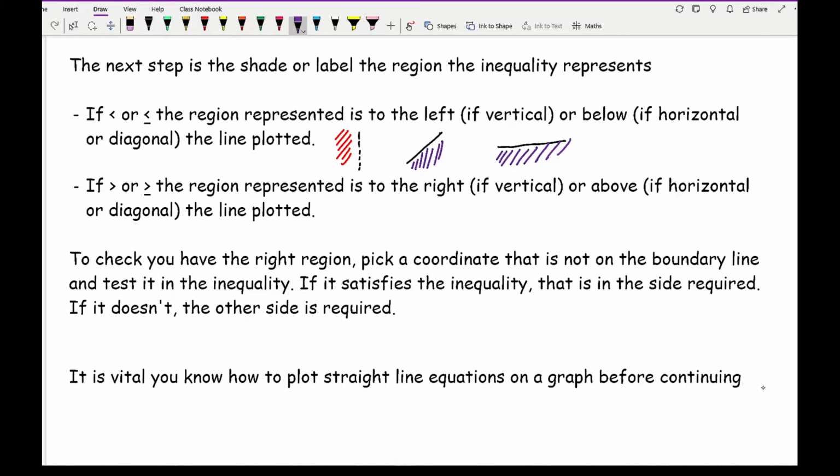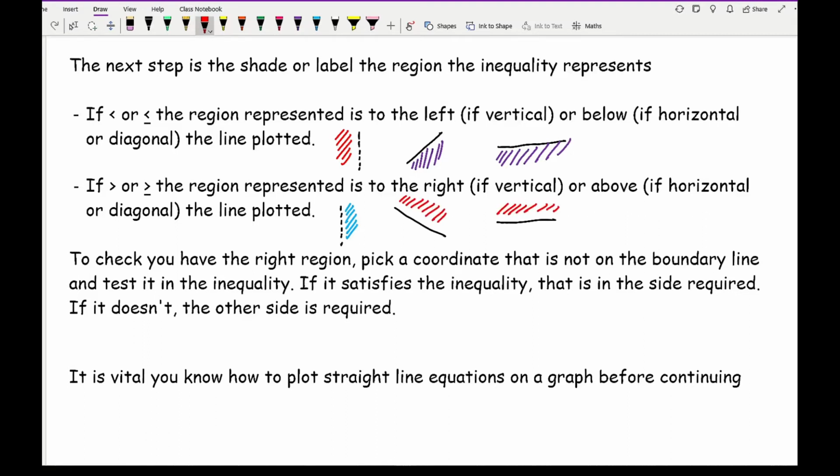And the opposite of that, so if you've got either a more than or more or equal to, then the region represented is to the right if it's a vertical line, or above if it's a horizontal or diagonal line. So again, if I just repeat the process, if I had a vertical line, then the region that it's wanting is to the right, and if it's a diagonal line or a horizontal line, then it's going to be above the line in both cases.